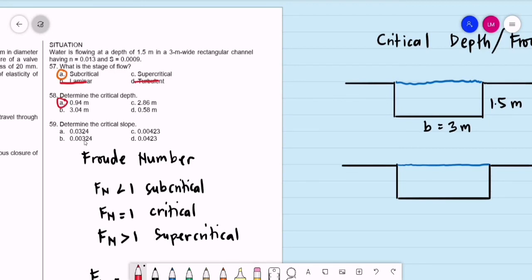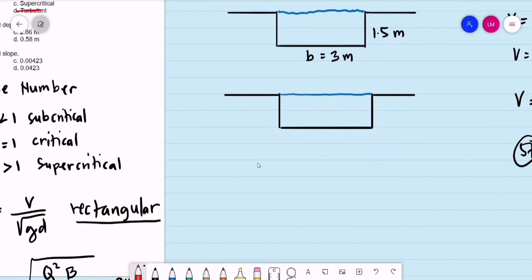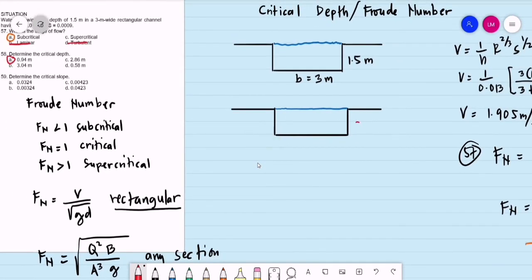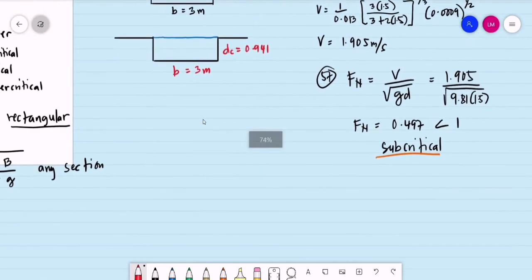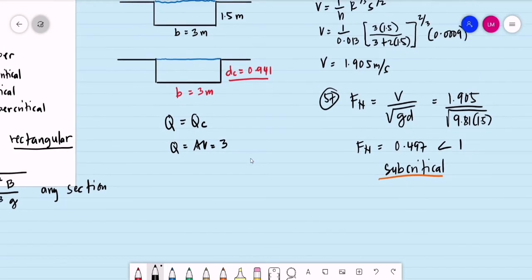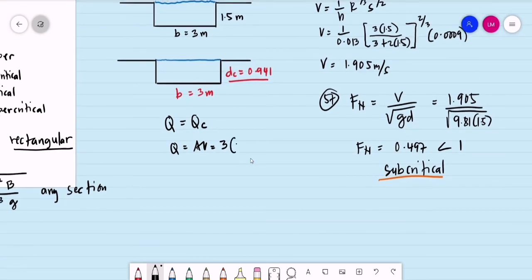Sa number 59, determine the critical slope. Para makuha yung critical slope, ang gagamitin natin dito is yung critical depth. The critical depth is 0.941. Ganun pa rin yung base width ng channel. 3 meters pa rin yun. So, ang mangyari is, pag ginamit kasi natin yung critical depth, lahat ng values magiging critical. Pero yung discharge natin, equal lang din yun sa discharge critical. So, ang discharge is area times velocity. Ano yung area ng initial channel natin? Ito yung 3 meters by 1.5 times the velocity is 1.905.